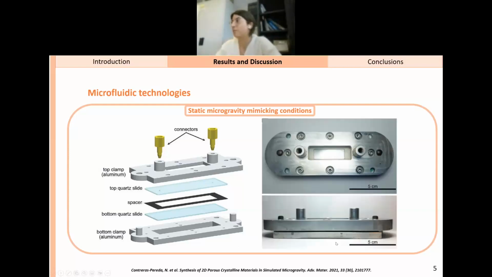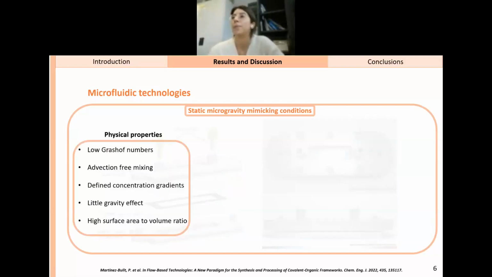As you can see, here are two connectors, which allow the filling of the chamber. These are two images from the top view and the side view of the device. And as you can see, there's a little window that allows you to control what happens inside of the chamber. So this is the device that they will be using in this paper.